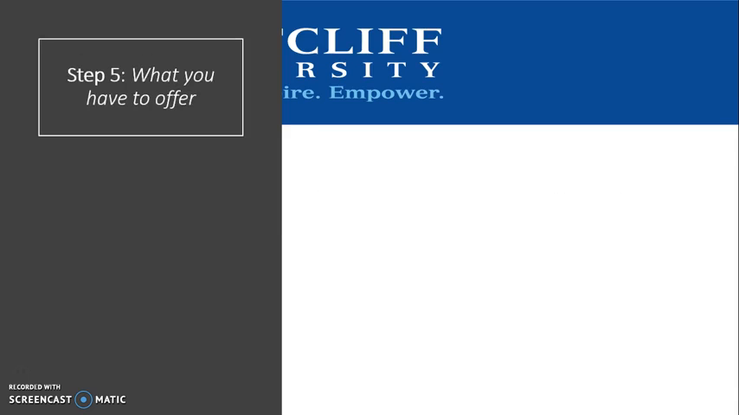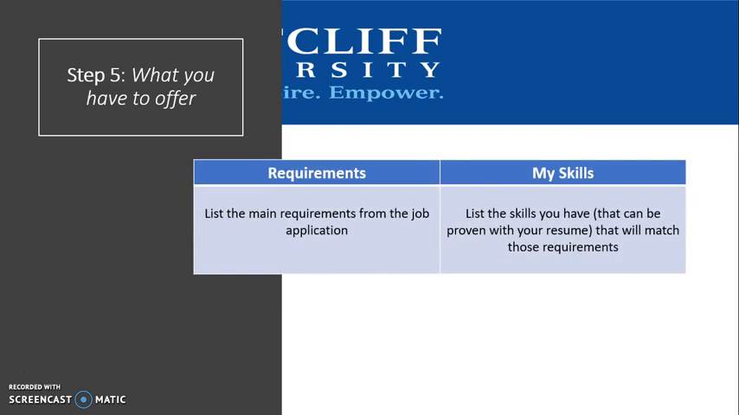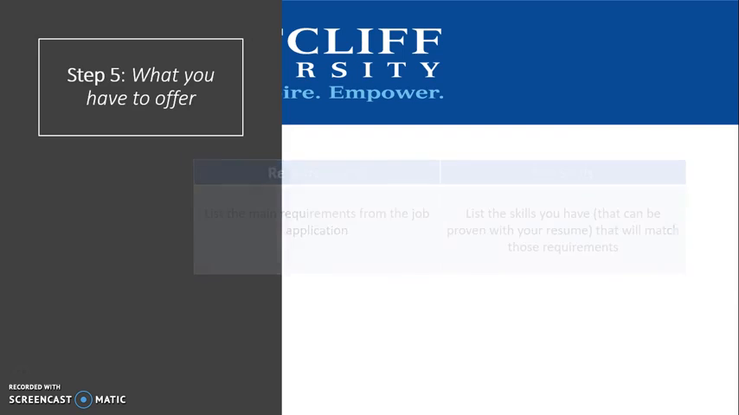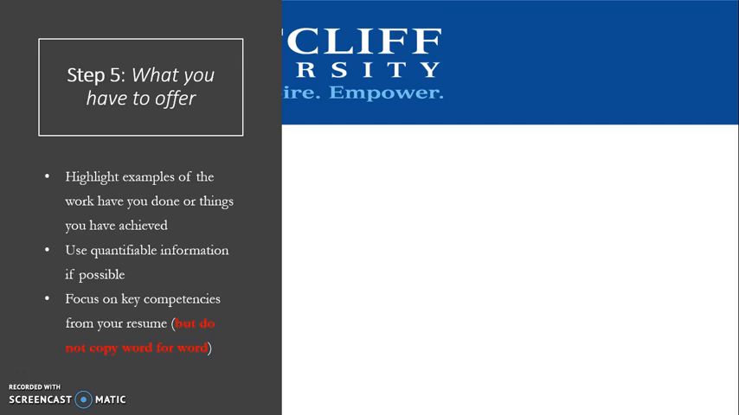After this, you're going to focus on what you have to offer. So that is where your table is going to come back into play. Okay. So what you're doing in this section is highlighting examples of work that you've already done or things that you have achieved. If possible, use quantifiable information. So actually use numbers that state your accomplishments or your successes. And also what you're doing is focusing on key competencies from your resume, but you're not copying that word for word, okay? Because they're going to get your resume as well, so you want to be doing this in a way that correlates with the job description.